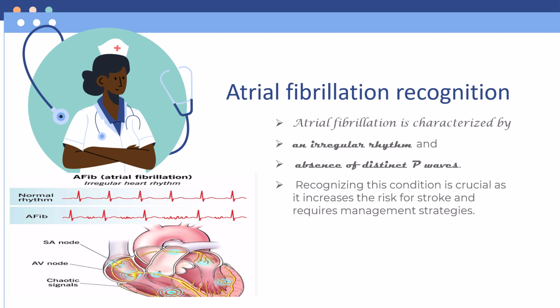So as you can see in the figure, this is your normal P wave, you can see, right? But can you locate a P wave here? You cannot, right? So this is an AFib. Okay.